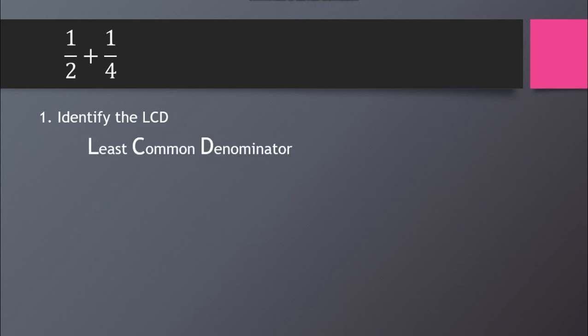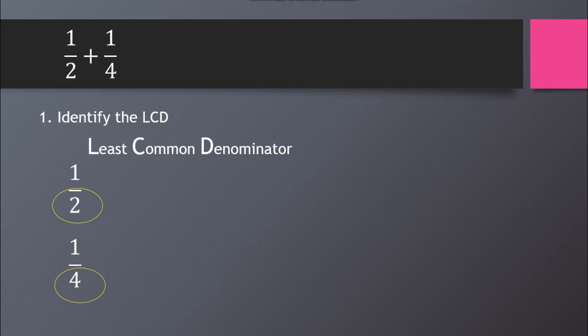Okay, so the first thing that we need to do is identify the LCD. Okay, so what do you mean by LCD? That is correct. That is least common denominator. Okay, so let's have our fractions. First we have 1/2. The second we have 1/4. Okay, so the denominator of 1/2 is, that's correct, 2. And then the denominator of 1/4 is 4.